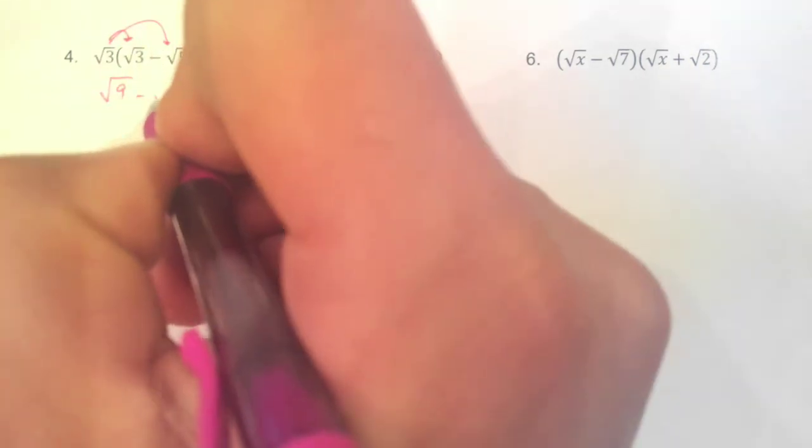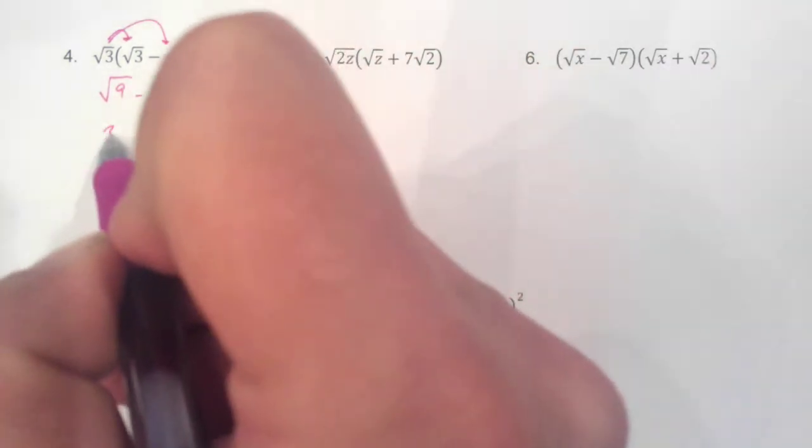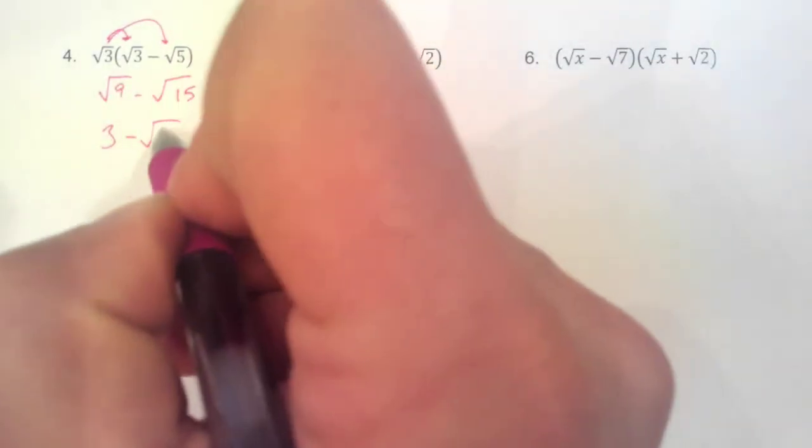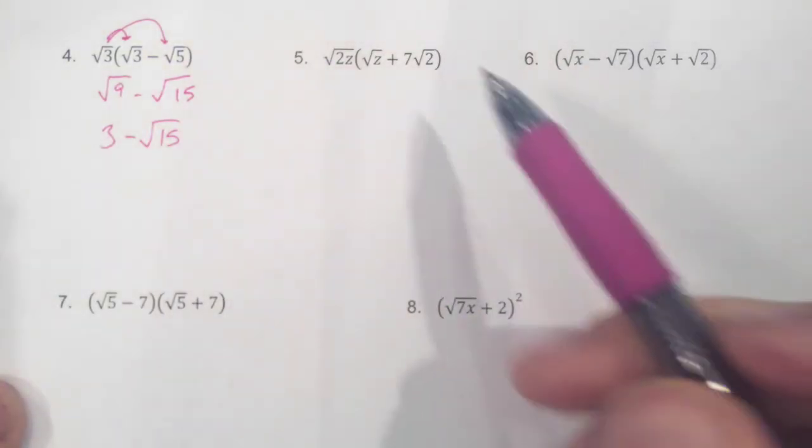Let's see. Square root of 3 times the square root of 3 is the square root of 9. 3 times 5 is 15. What's the square root of 9? 3. Is there a perfect square that divides 15? No. So that's as far as it will go. 3 minus the square root of 15.